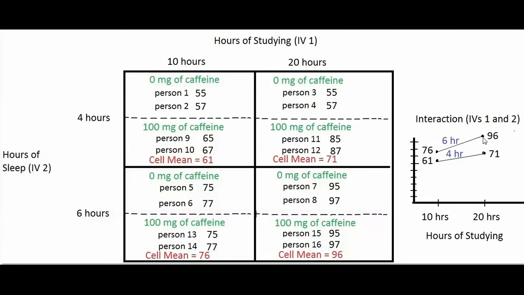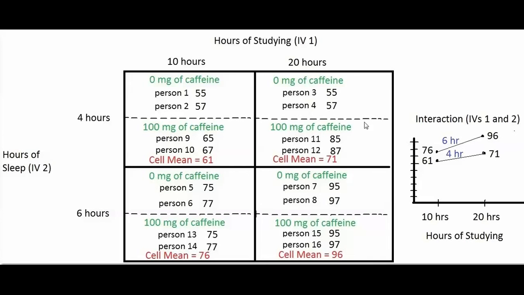If they're not parallel, there is an interaction between IVs 1 and 2. These aren't completely parallel because in the top row, this goes up by 10, and in the bottom row, this goes up by 20. So this is going up by 10, this is going up by 20. They're not parallel, so there is an interaction here between IVs 1 and 2.